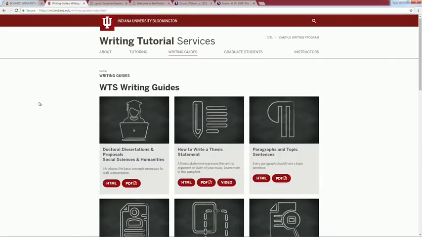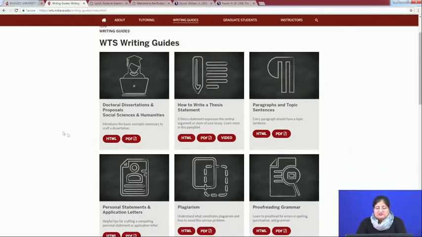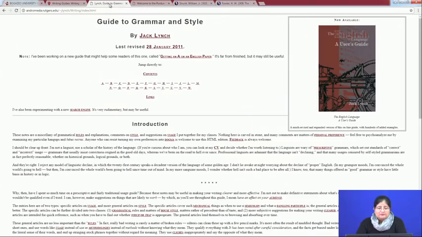Then there are the writing tutorial services on the internet by Indiana University. Again, very interesting, and you can go through these doctoral dissertations and proposals, how to write a thesis statement, paragraphs and topic sentences, and so on. So all kinds of writing resources are given here. Then some of us struggle with grammar. I still have my class 10 grammar book on my table in case I get stuck, in case I get confused.